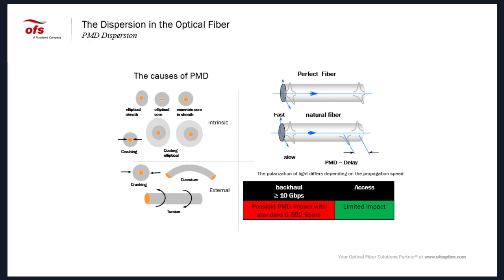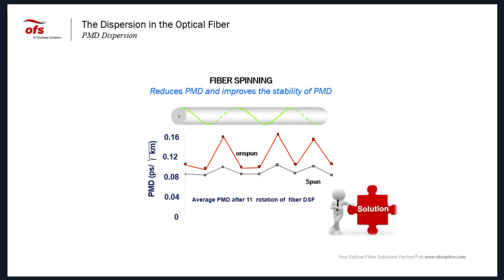So if you have a natural fiber, this kind of fiber cannot support the future technologies. So at OFS, we do an internal process which is called fiber spinning. What we do is we turn the fiber while it is drawing around the vertical axis to make sure that the fiber is geometrically correct. This is the solution we use, the internal process of OFS, to make sure that we make the PMD parameter the lowest possible.